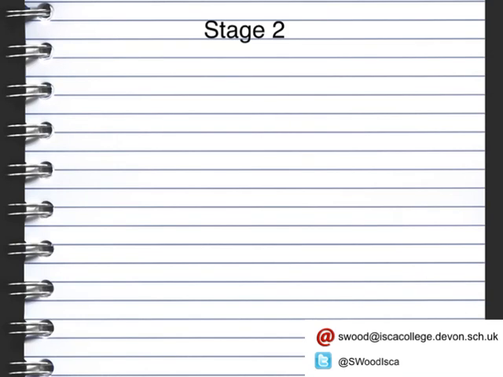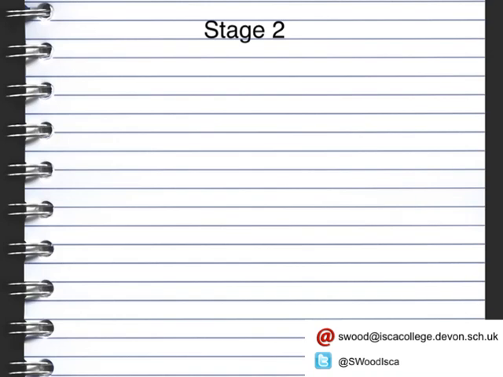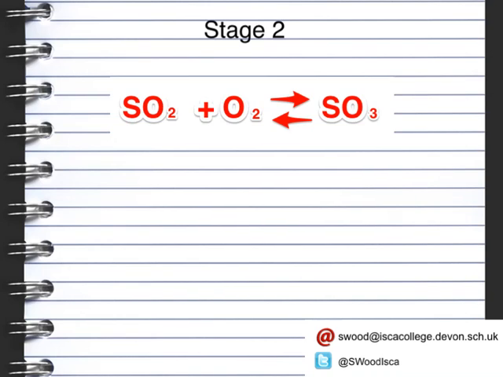Now if we have a look at the stage 2 reaction, the sulfur dioxide comes from the stage 1 process into the reactor, and again we have more air being given in, and we also have a catalyst here at the bottom. Now if we look at the reaction, unfortunately I haven't got the arrows to draw the equilibrium arrow. Sadly I've just got the 2 ordinary arrows, but that's what they should look like.